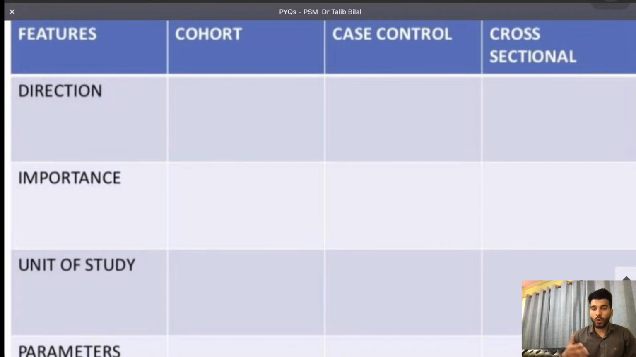Now if a group of 10 people is smoking, you want to check how many of them will develop lung cancer after 10 years. So you will put a study from 2024 to 2034. You're going to study them in a forward direction, into the future. Such type of study, when you're going from risk factor to disease, from cause to effect, in a forward way, or a prospective study, is called a cohort study. So the direction of the cohort study is forward.